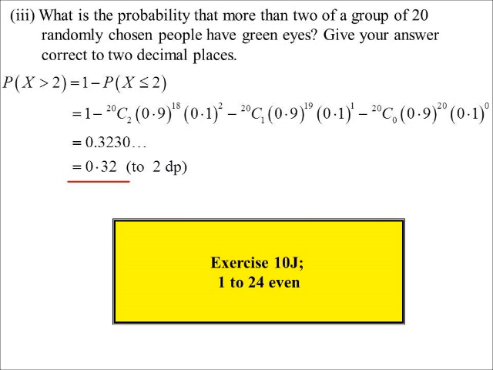Okay, so we'll now go back to our permanent and common chapter where there's 10J and we can finish that topic now.